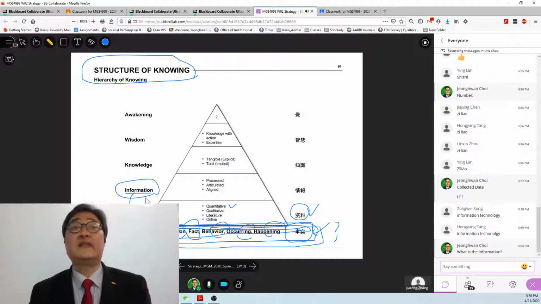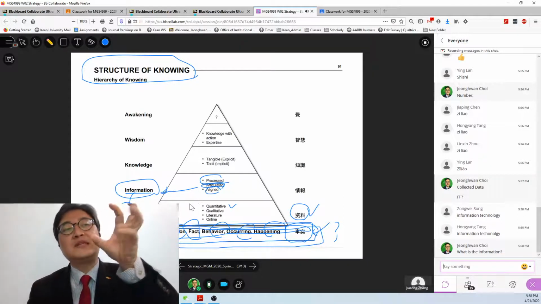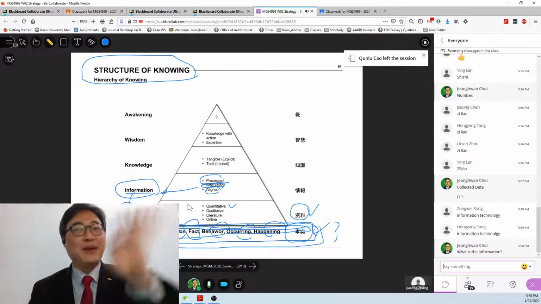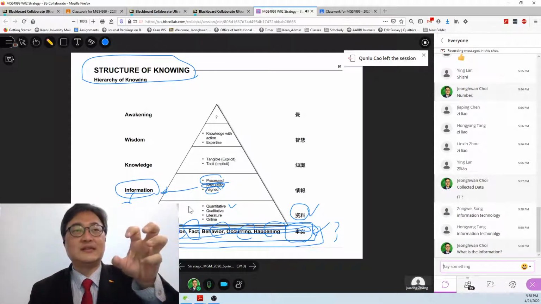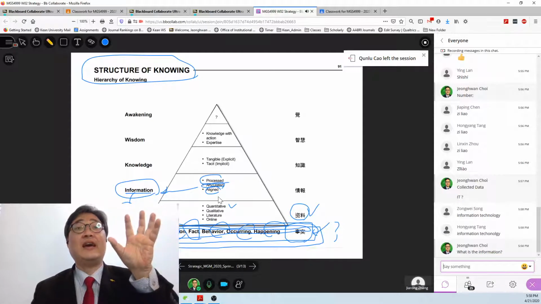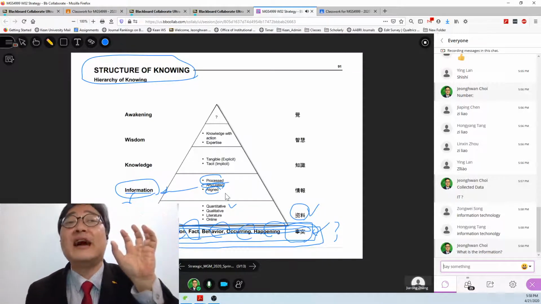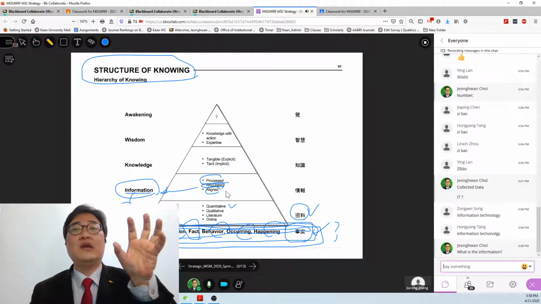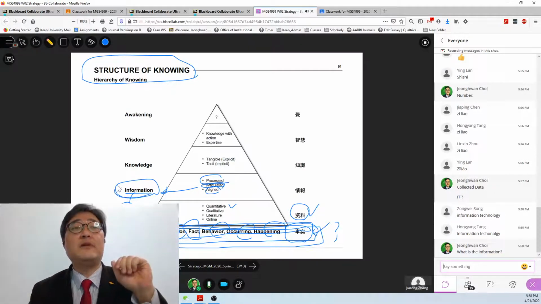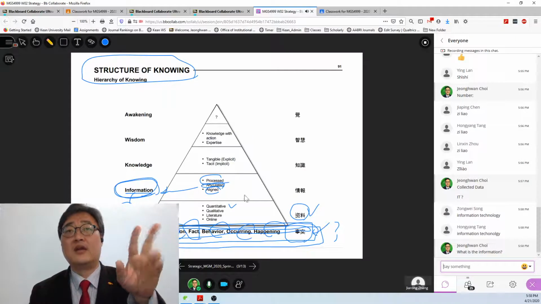Information is processed, articulated, or aligned data. When we have data, we must process it, not manipulate it. We must digest the data, articulate it, and align those kinds of data. And we call that information.